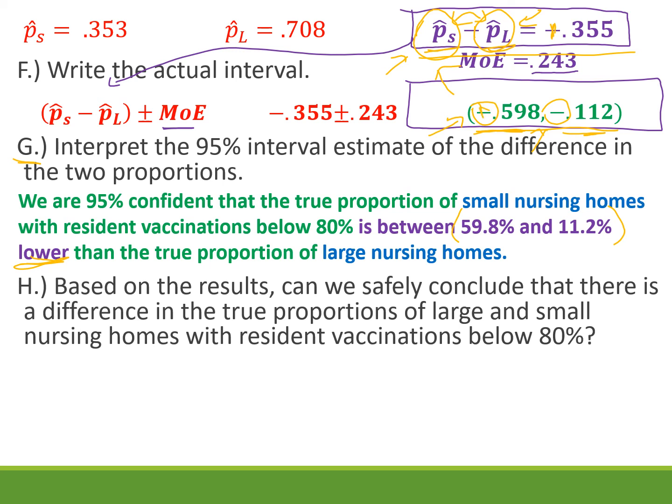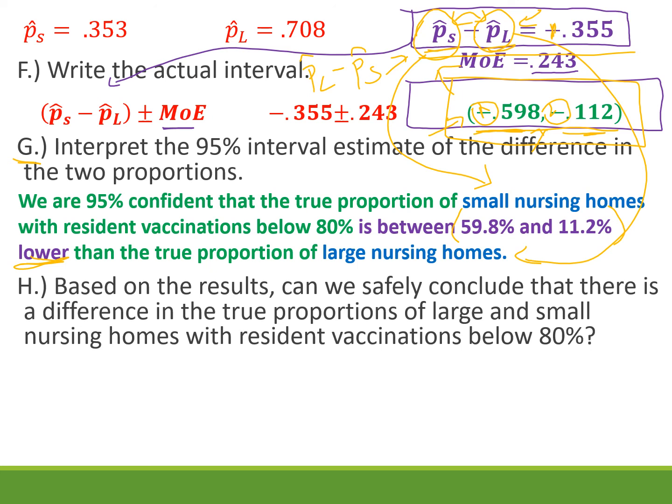Both these signs would have been switched, but now large would have come first, small would have come second, and we'd be saying that large is between 11.2% and 59.8% higher than small. Okay, so it would be saying the same thing, just the wording slightly changes. Key thing is that we keep the order here. Small comes first, large comes second. The interval is telling us what the difference between those two things is.